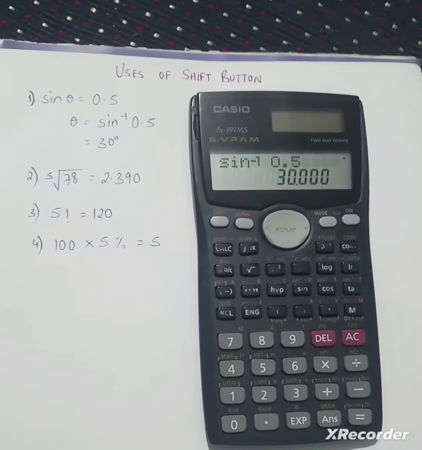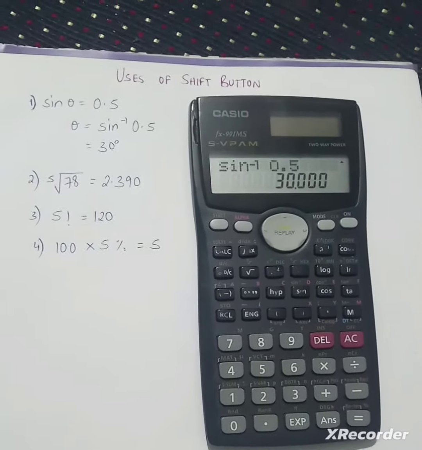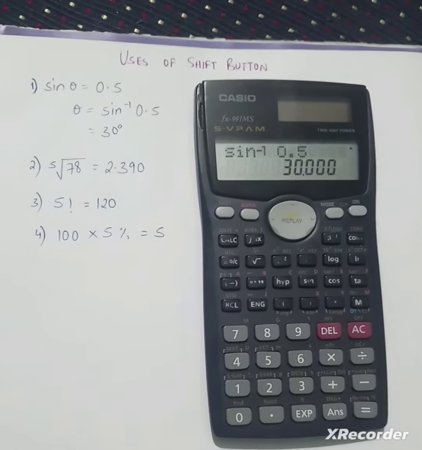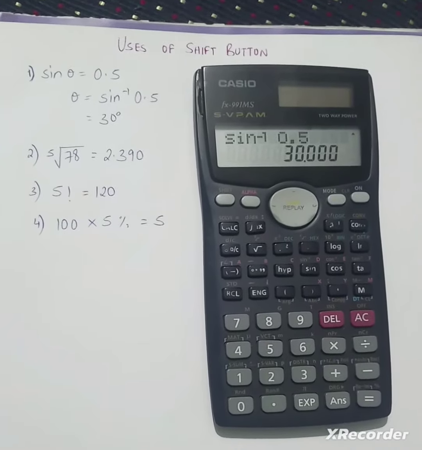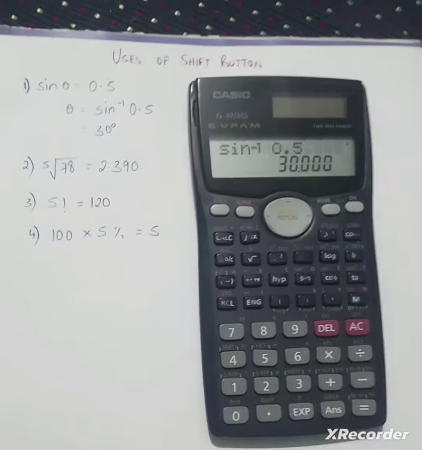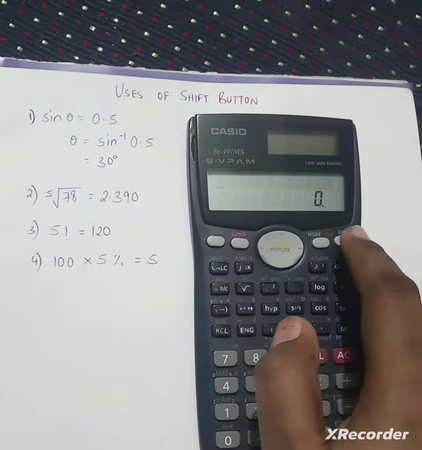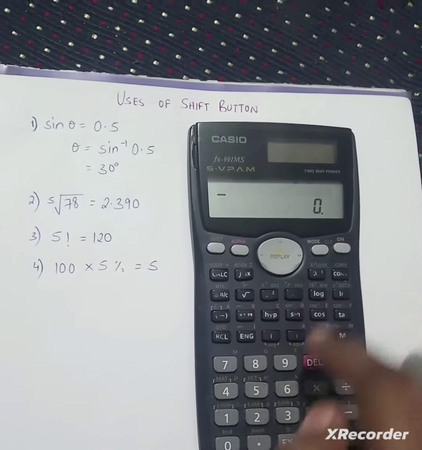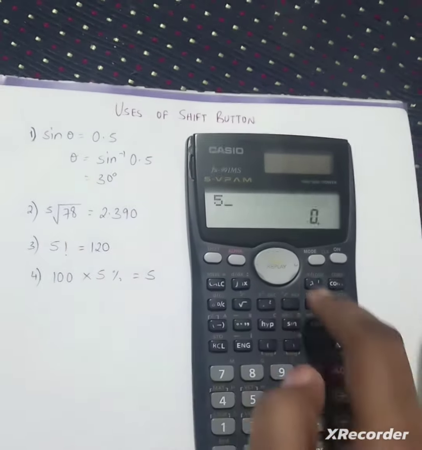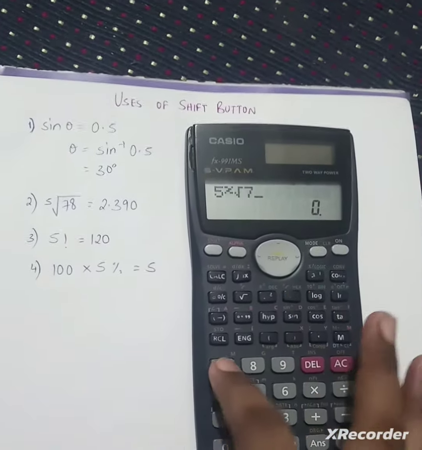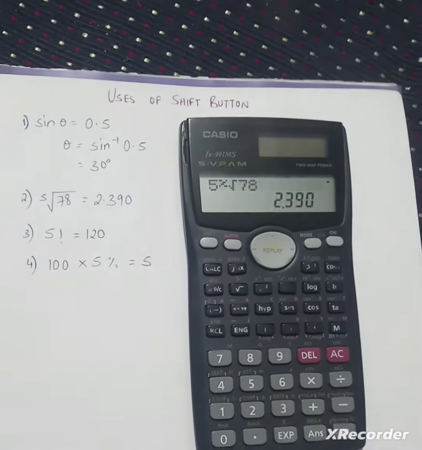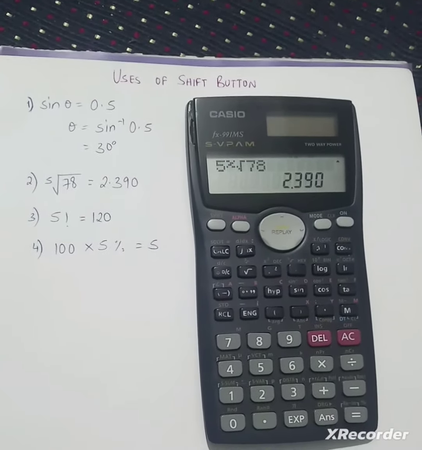The second use is the nth root of any number. We will take the example of the fifth root of 78, which will be 5, shift, nth root, 78, which will be equal to 2.390.